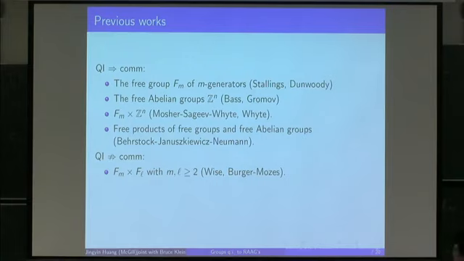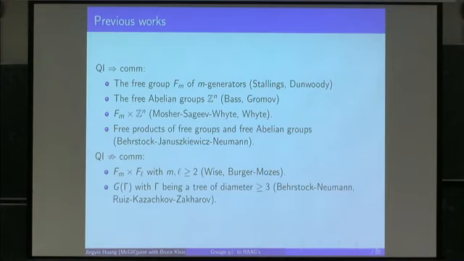Those counterexamples have a classical construction from number theory. There are also more recent examples by Wise and Burger-Mozes. They have more exotic behavior: they can be non-residually finite or even simple. So these groups could be terrible. Another example is the tree groups studied by Behrstock and Neumann. That's the class of RAAGs where your defining graph is a tree of diameter bigger than 3. In this case, they are fundamental groups of three-dimensional graph manifolds.